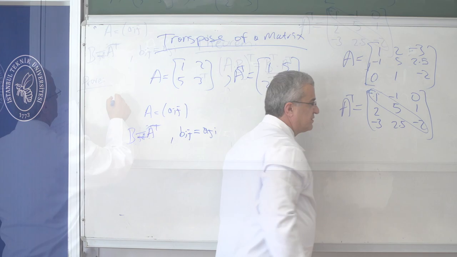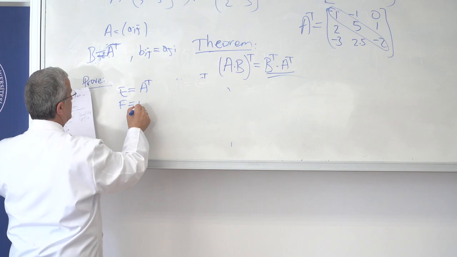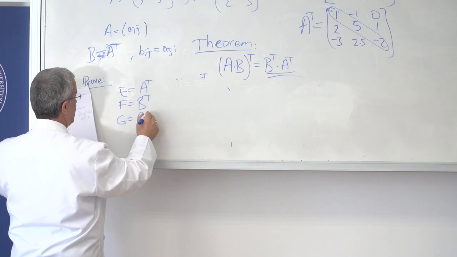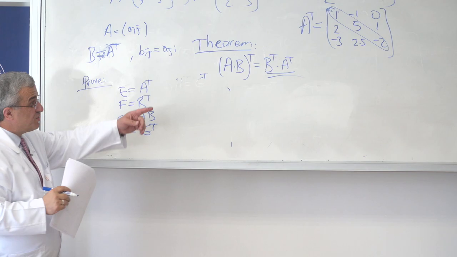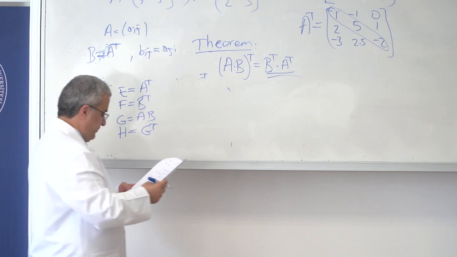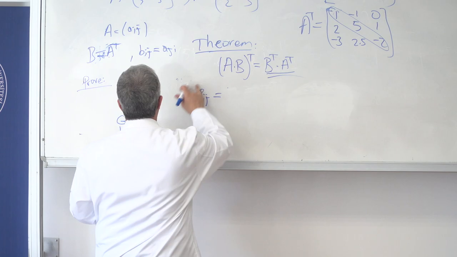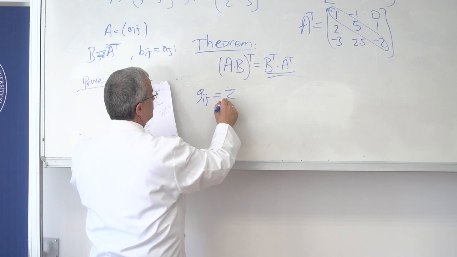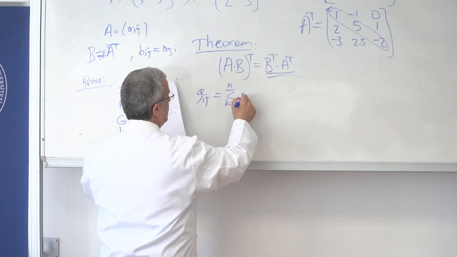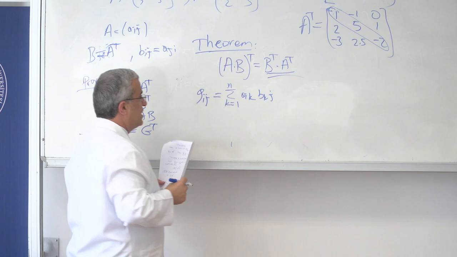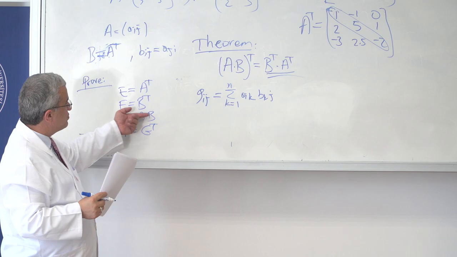E is A transpose, F is B transpose, G is A times B, H is G transpose. I am doing this so we don't get confused in the indexes and things like this. So G_ij is equal to the sum over k from 1 to n of a_ik b_kj. Since that's just A times B, this is the ith row of A multiplied with the jth column of B, right?